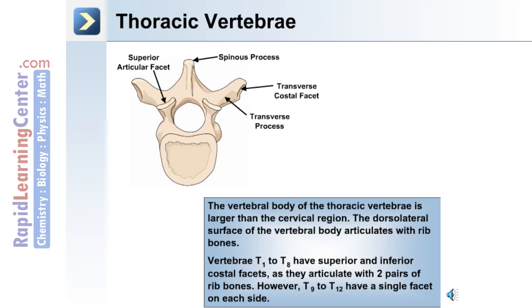Vertebrae T1 to T8 have superior and inferior costal facets as they articulate with two pairs of rib bones. T9 to T12 have a single facet on each side.